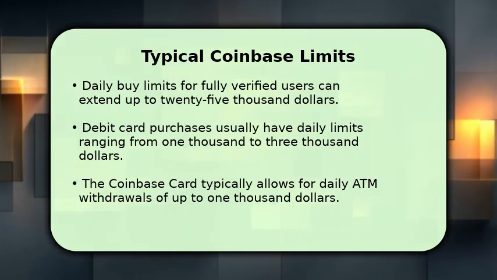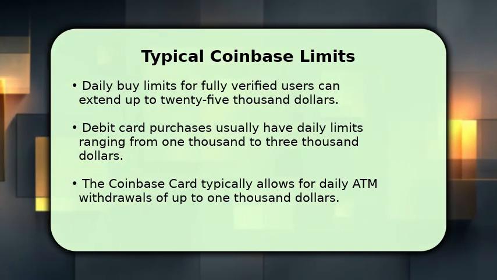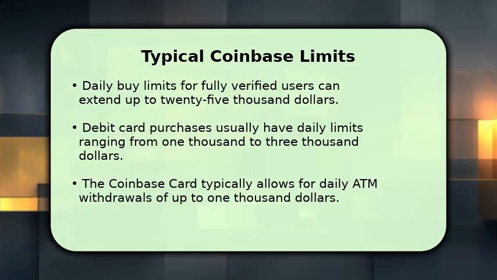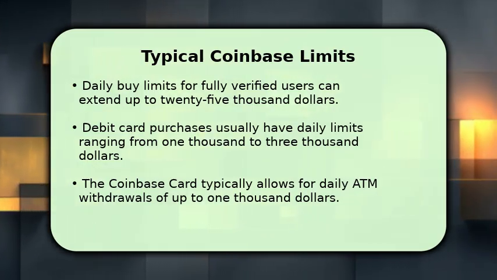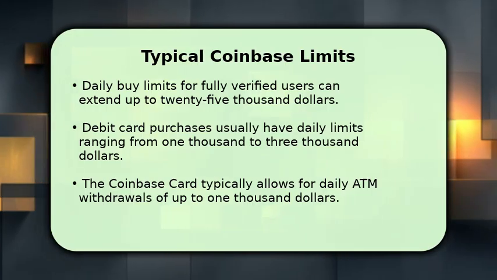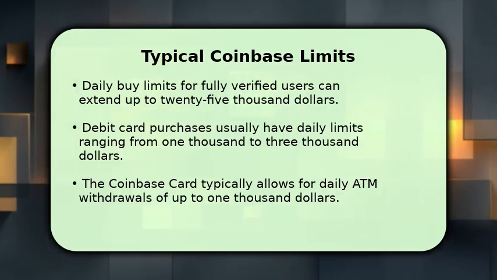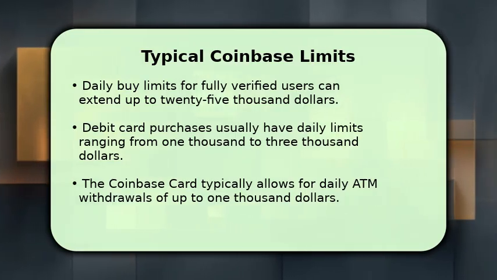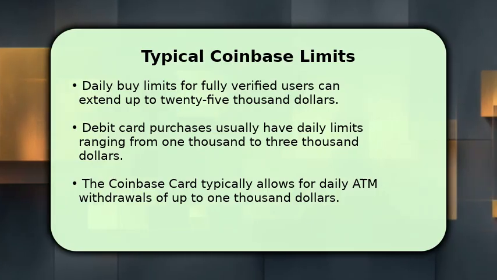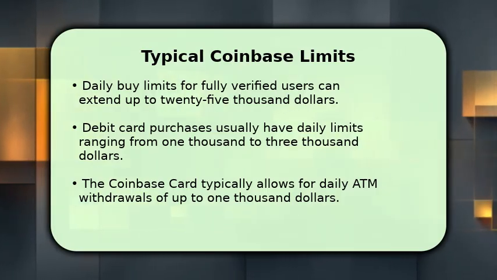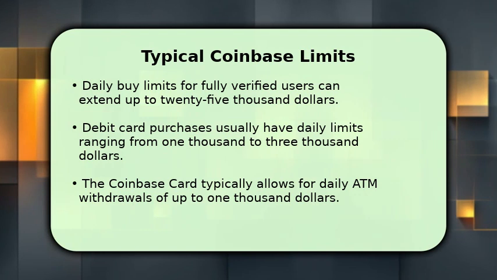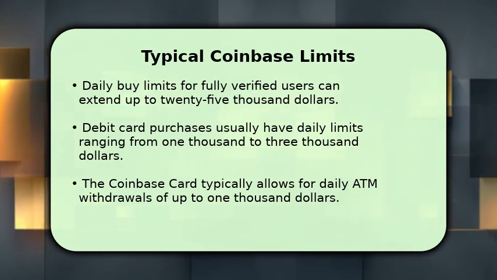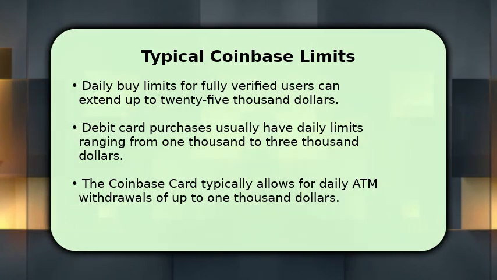For verified users, daily buy limits can be as high as $25,000. If you are using a debit card, your daily purchase limit is generally between $1,000 and $3,000. For those with a Coinbase card, the daily ATM withdrawal limit is usually $1,000, while overall daily spending can reach $10,000. Standard daily withdrawal limits for most users are around $50,000.